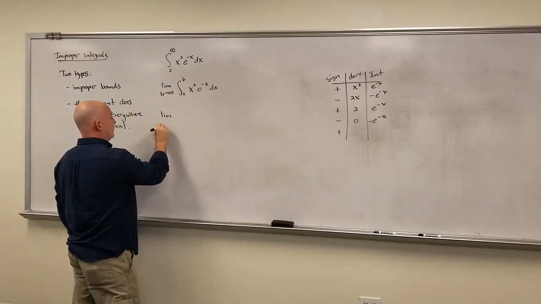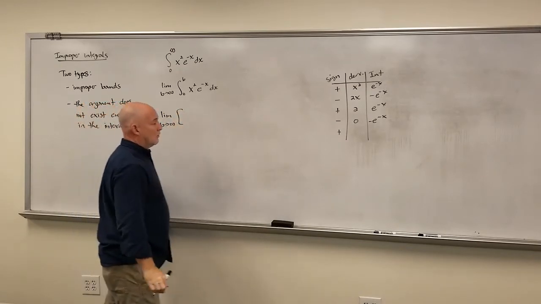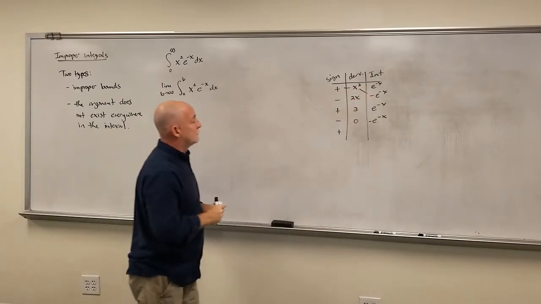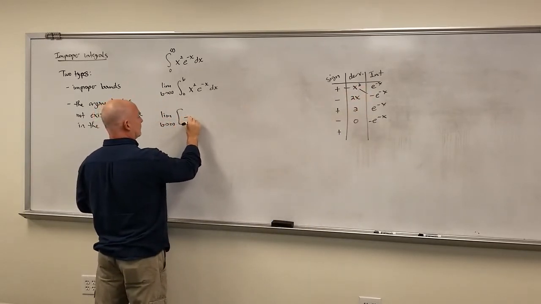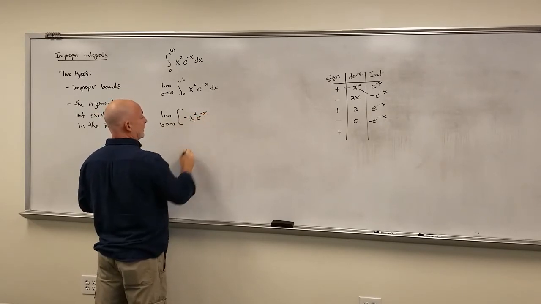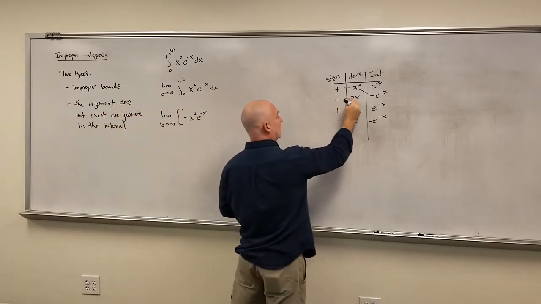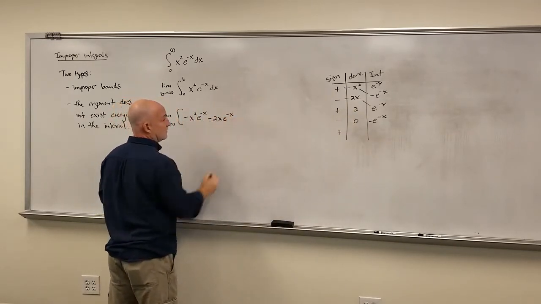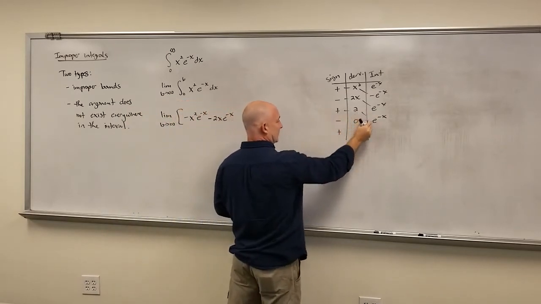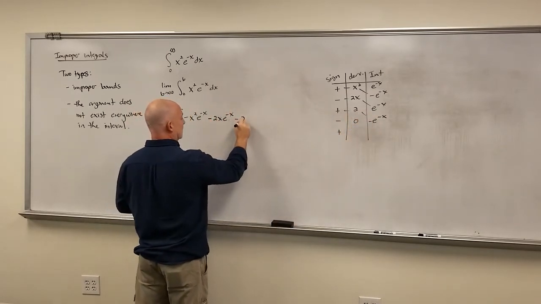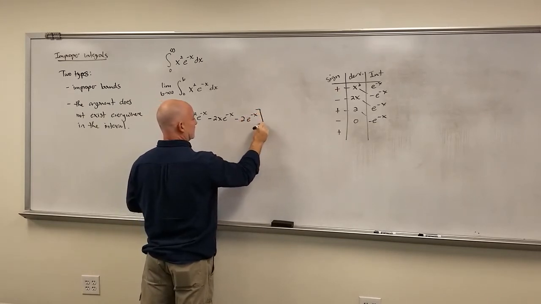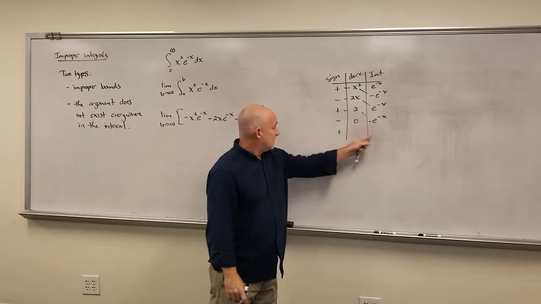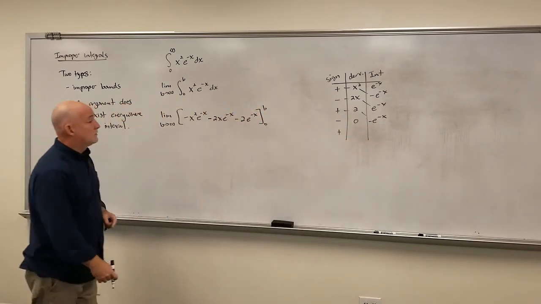Okay, so let me go back over here. This is going to be the limit as b goes to infinity. Now remember, to evaluate this, we go across and down. So our first one is going to be negative x squared e to the negative x. Then we go across and down, so it's negative 2x e to the negative x. Then we go across and down, so that's negative 2e to the negative x. And everything after that would be 0, because we would get zeros for the rest of that. All right, so that was the integration.